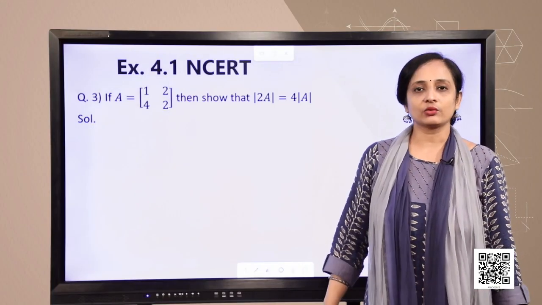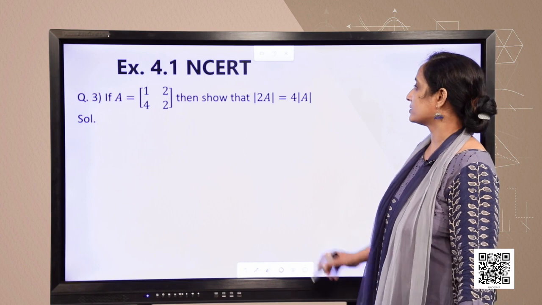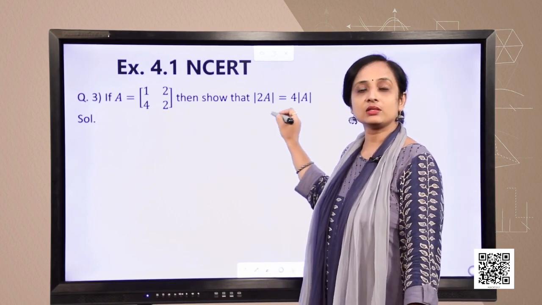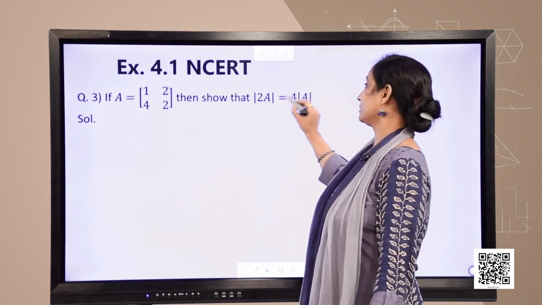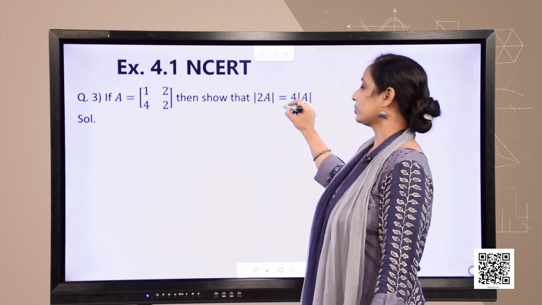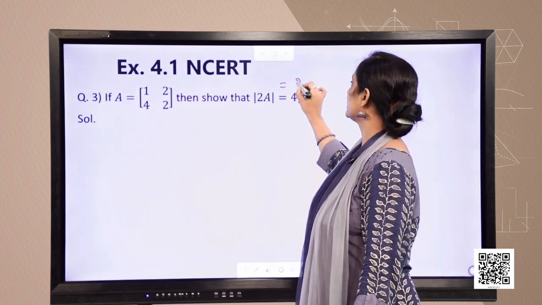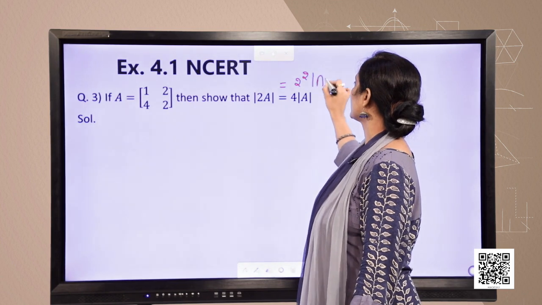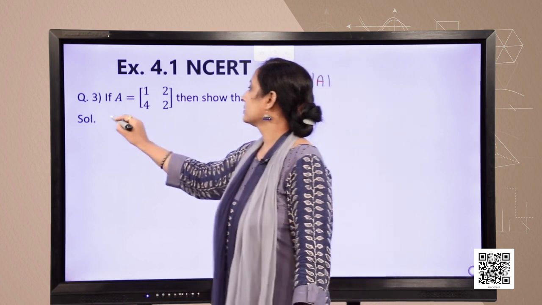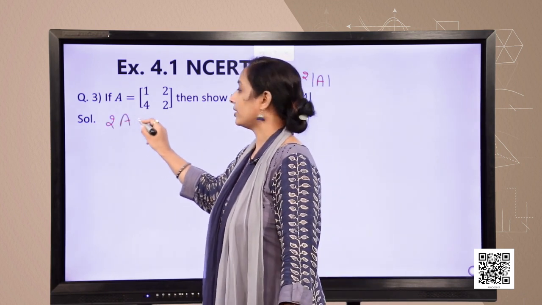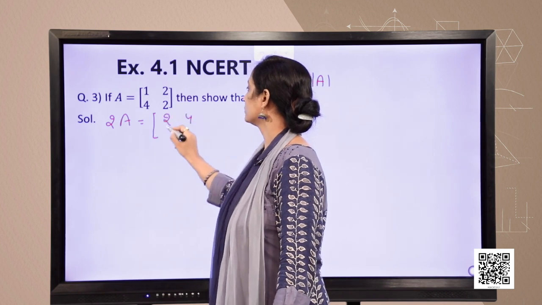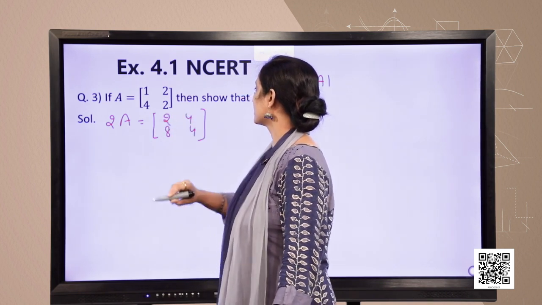Let us do this question based on the last property, the last result. You are given this matrix A. You have to show that determinant 2A is equal to 4 determinant A. You can see this matrix A is of second order, so 2 raised to power 2. That means by using that property I am getting this, which is equal to 4 times determinant A. Let us solve it. Let us first calculate the value of 2A. That means each element will be multiplied by 2. You are getting this matrix.